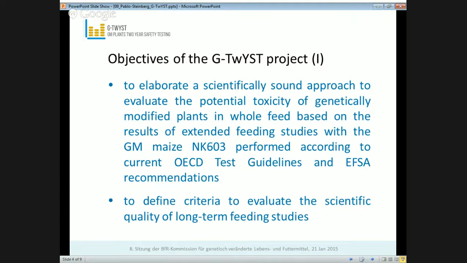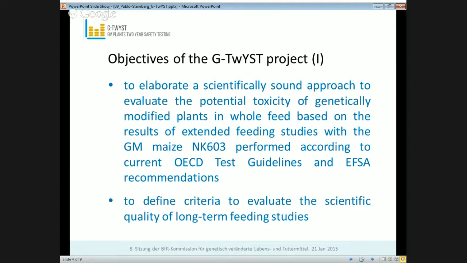And what we use is, on the one side, the genetically modified NK603, and we base our approach on a number of documents that have been given out by EFSA, recommendations and statements, and we use the current OECD test guidelines. And you will see it in only a few seconds. We are doing 90-day studies, and we are also doing a combined chronic toxicity and carcinogenicity study. That is, we will have time points at 3 months, 1 year, and 2 years to see if there is any form of toxicity there.